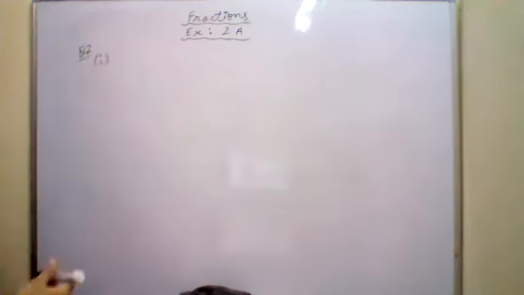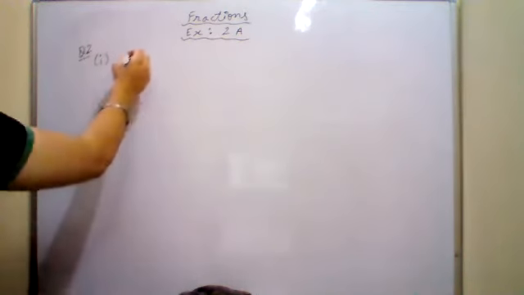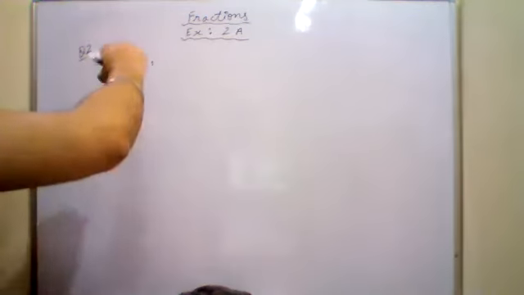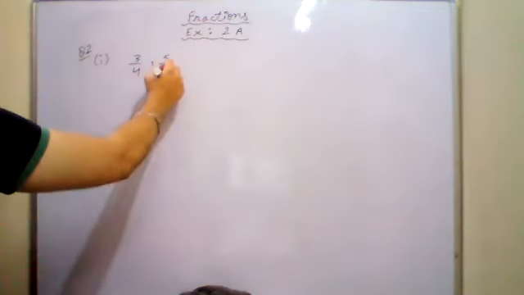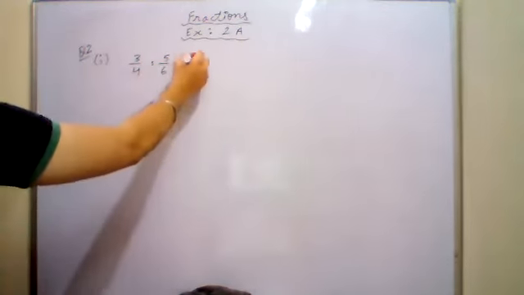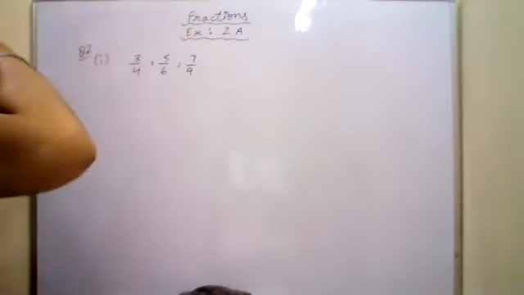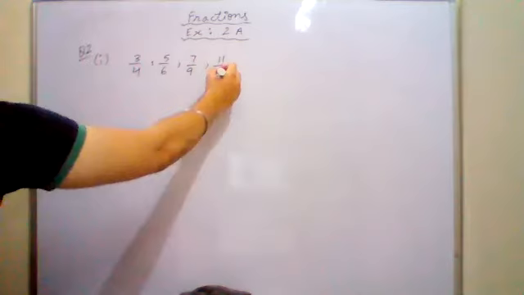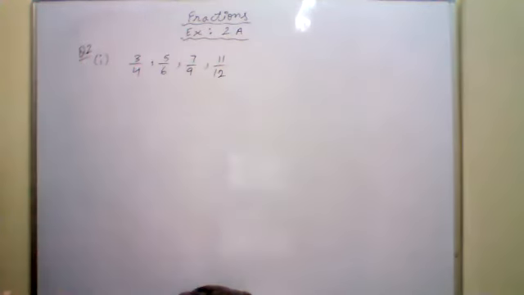Sir, we will not do the third part of this. No, we will not do. नहीं करेंगे बेटा, नहीं करेंगे. 3 upon 4, comma 5 upon 6, comma 7 upon 9, comma 11 upon 12. So these are the 4 fractions. We have to arrange the fractions in ascending order. Ascending order में लगाना है सारे fractions को.